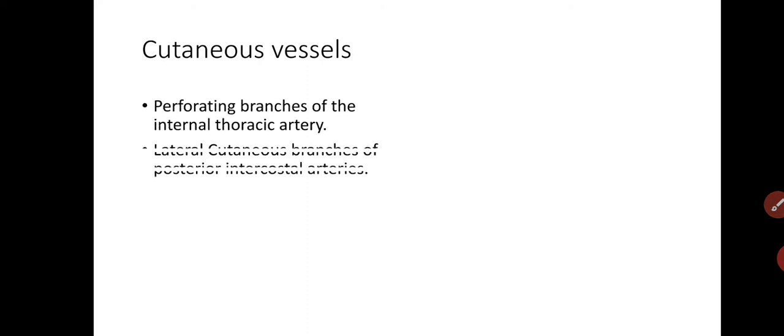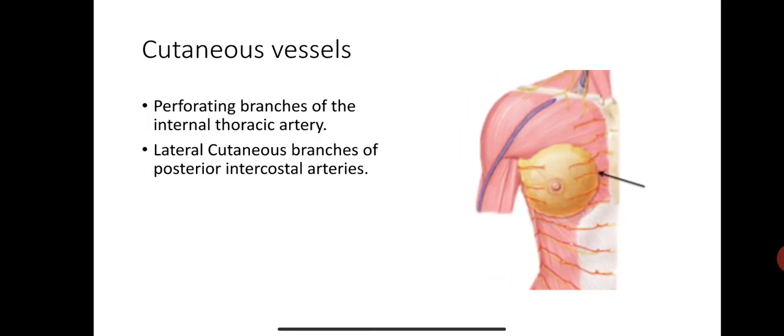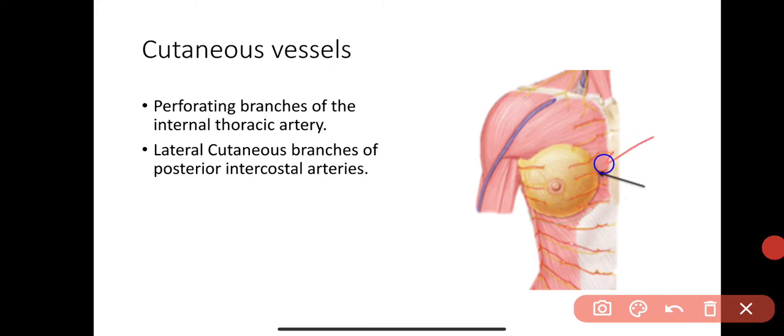Now the cutaneous vessels. They are perforating branches of the internal thoracic artery and lateral cutaneous branches of the posterior intercostal artery. In this figure, the branches from the medial side are the perforating branches of the internal thoracic artery, and the lateral branches are the lateral cutaneous branches of the posterior intercostal artery.